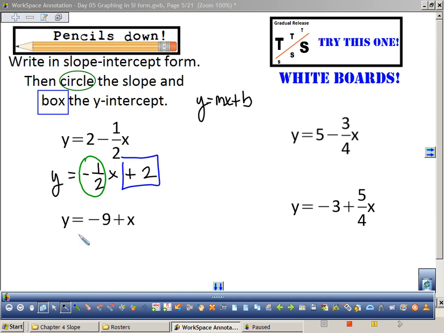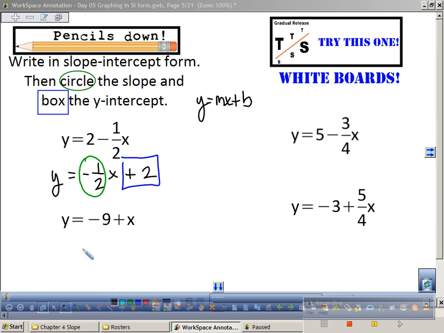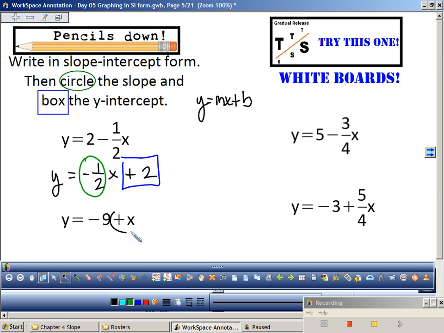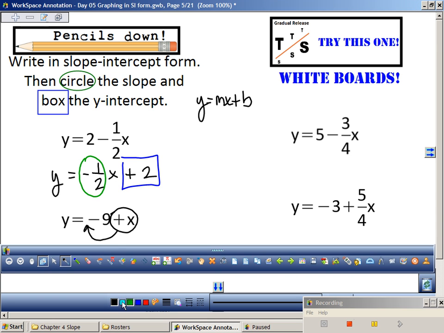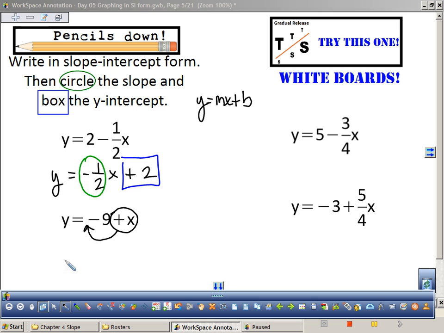All right, so what should I do with this one? Jesse, are these in the right order? No. No, so what should I do with them? Couldn't I just move them, switch places? What property again tells me I can switch places? I can commute the x, right, in front of the negative y. Can't I? There we go.